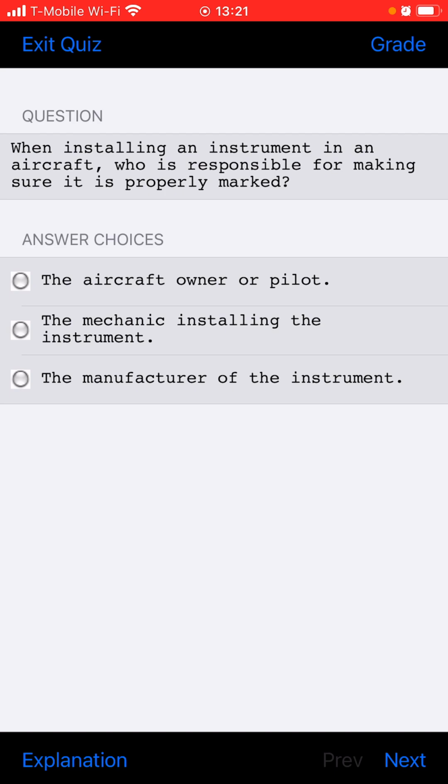Who is authorized to apply the range markings to the instrument dial face? The manufacturer or certificated instrument repair station. Who is authorized to apply the range marking on the instrument dial face? The manufacturer, the certificated repair station.